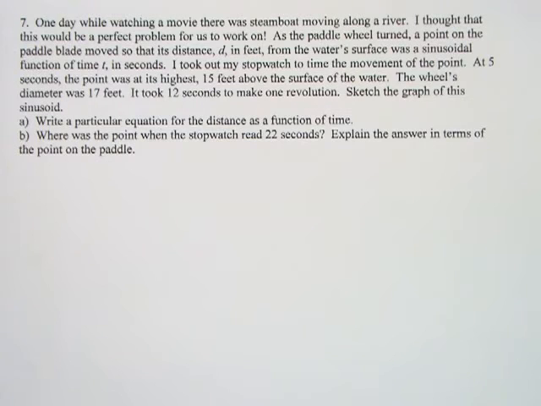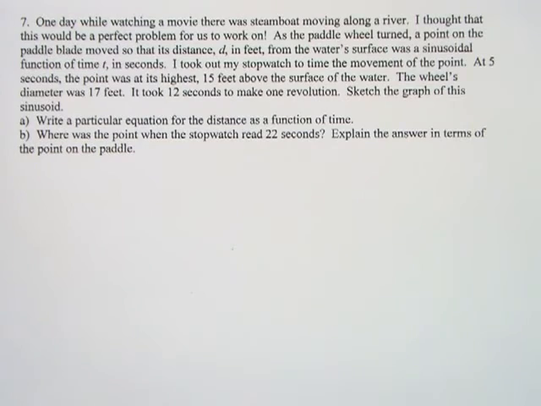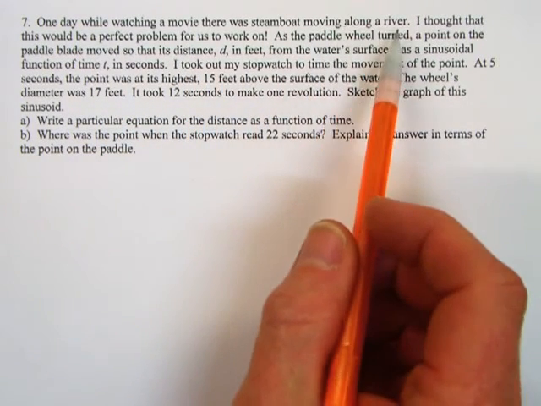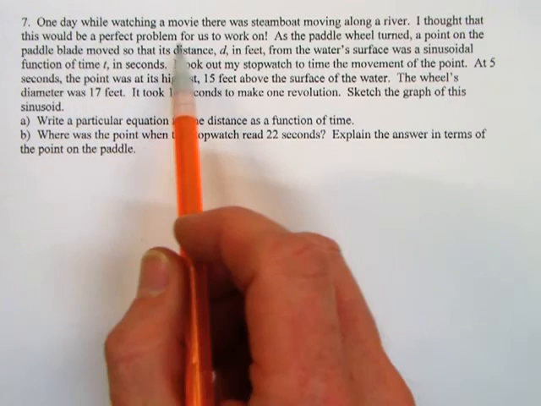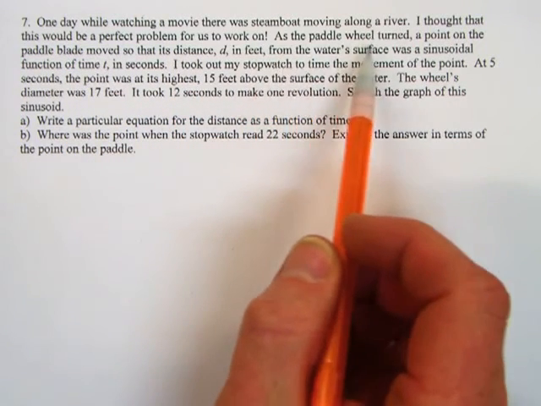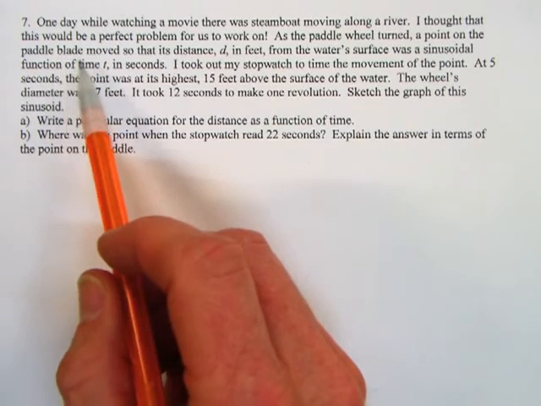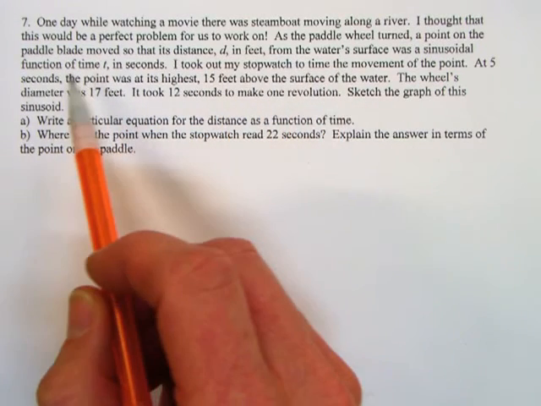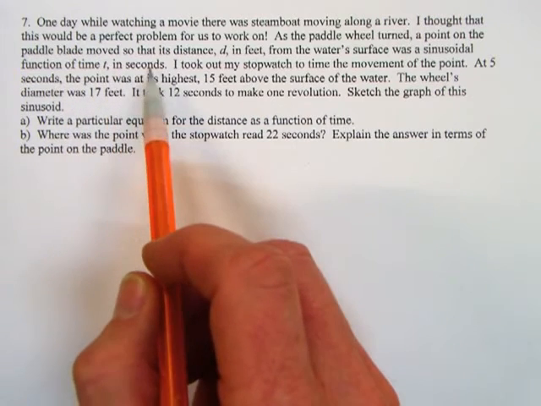Now let's try to put this all together and apply it to a specific word problem. One day while watching a movie, there was a steamboat moving along a river. I thought that this would be a perfect problem for us to work on. As the paddle wheel turned, a point on the paddle blade moved so that its distance d in feet from the water surface was a sinusoidal function of time t in seconds.